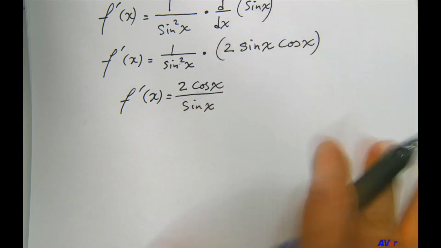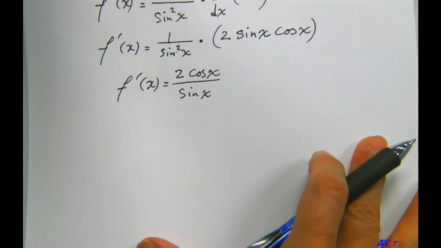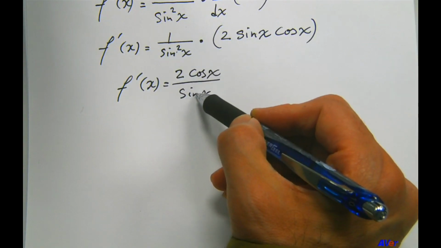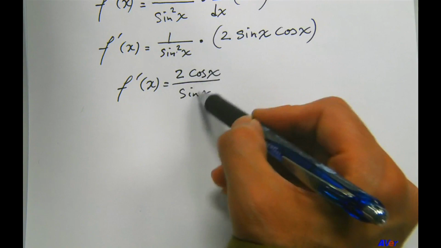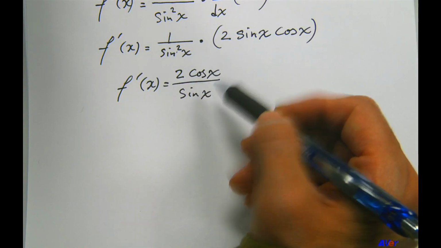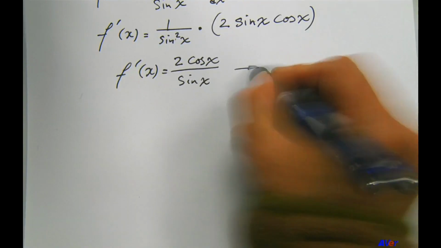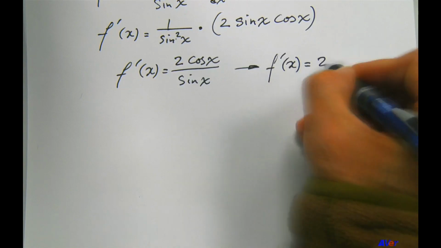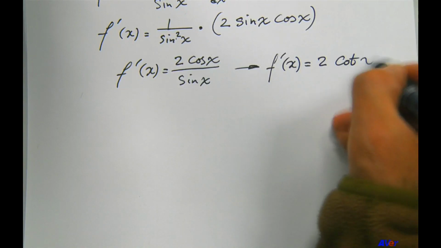But from trigonometry or math 127, you all remember that cosine x divided by sine of x is equal to cotangent of x, right? So let's write that down also. So we have f prime of x equals 2 cotangent of x.